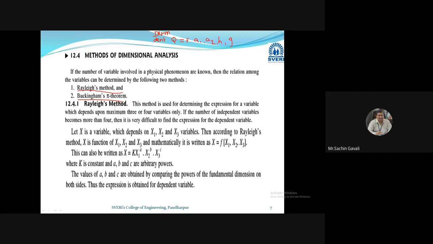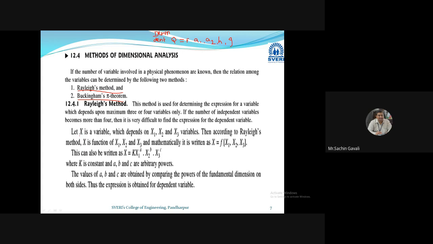Everybody getting this? The limitation of Rayleigh's method is that it is used only when there are a maximum of 3 or 4 variables. If the number of variables on which the dependent variable depends exceeds 4, then this kind of method will not be suitable, or it will become very complicated. So let us have an example.